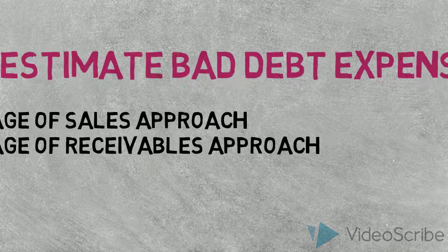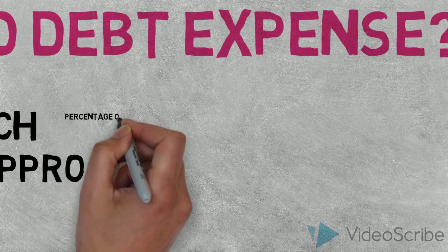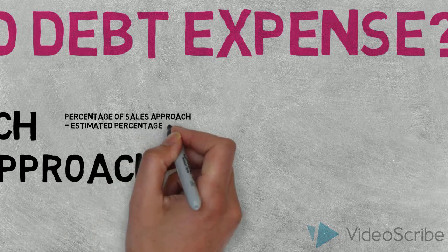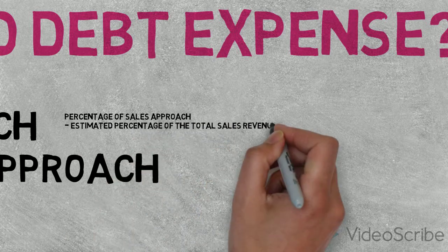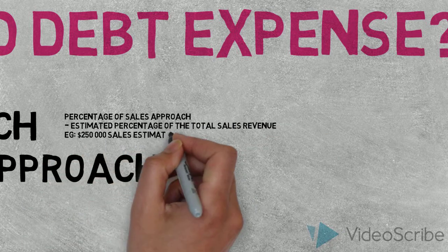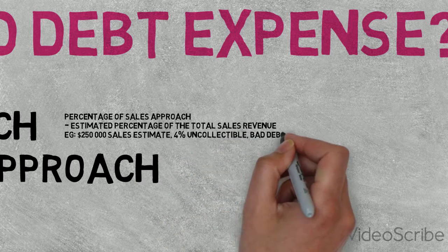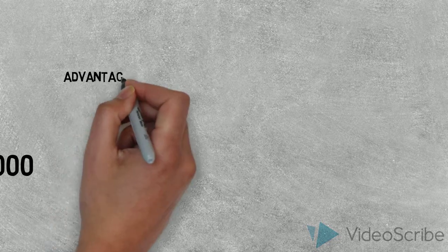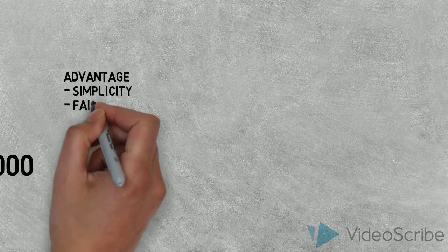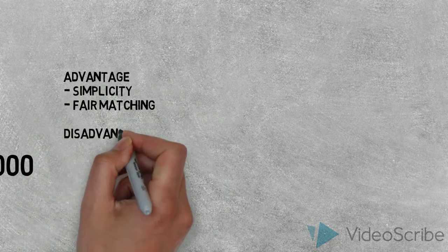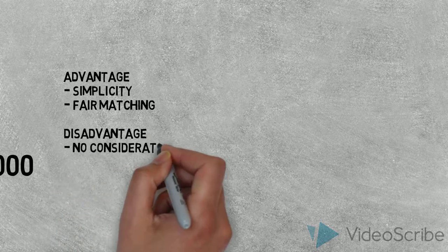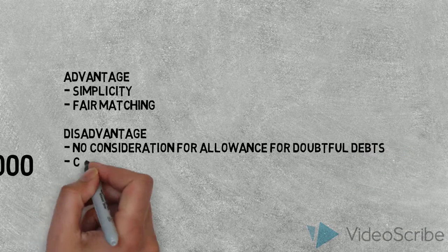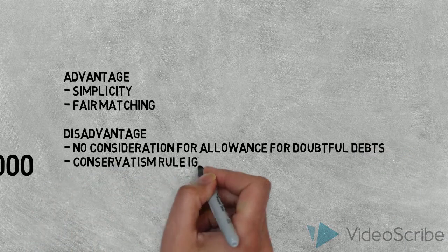The percentage of sales approach. First, we estimate the percentage of the total sales revenue. With $250,000 in sales and an estimate of 4% uncollectible, bad debt expense would be $10,000. Its advantages are its simplicity and fair matching. Its disadvantages include no consideration for allowance for doubtful debts, the conservatism rule being ignored, and it may overstate assets.